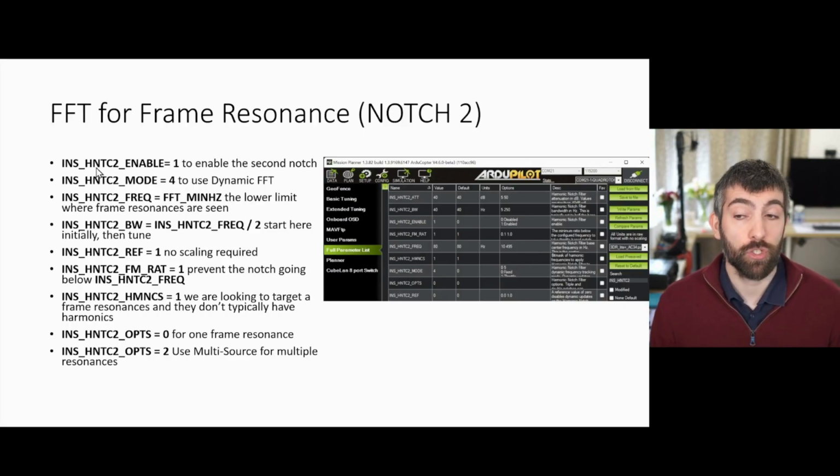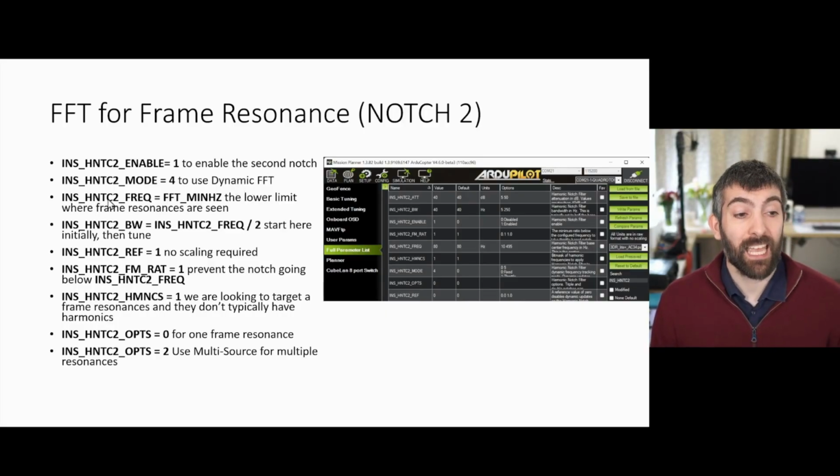If you do have a frame resonance to target, you're going to want to set INS_HNTC2_ENABLE equals 1. That will enable the second bank of notches and reveal all the additional options. You want to set the INS_HNTC2_MODE to 4 to use the dynamic FFT result to drive the location of the harmonic notch.